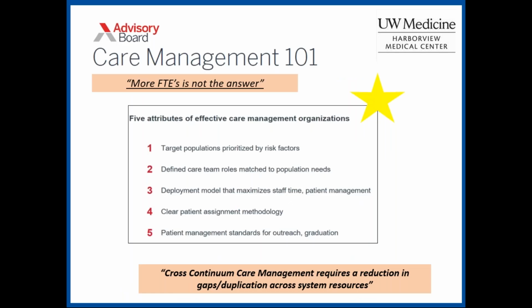And so this was just, I wanted to throw in for people as a resource. The advisory board did a great webinar a few months ago called Care Management 101, where they really talked through if you were starting a new care management program, what would you do? And one of the quotes I took away from this was, more FTEs is not the answer, but really what you want to do is decrease the gaps and duplication across the system resources that you already have. And they just mentioned these 5 attributes of effective care management organizations.